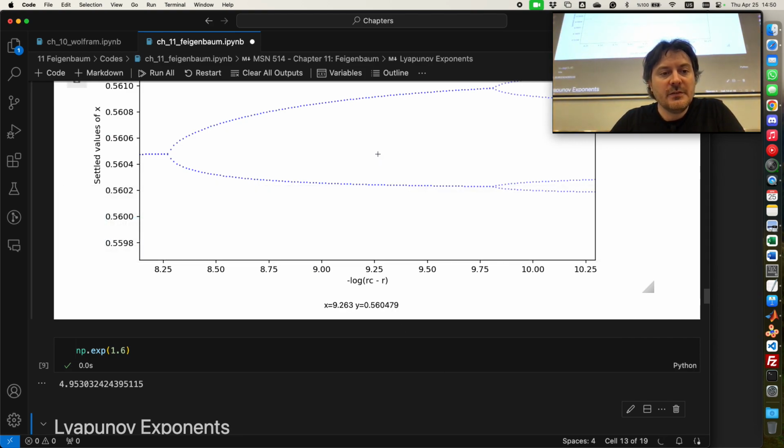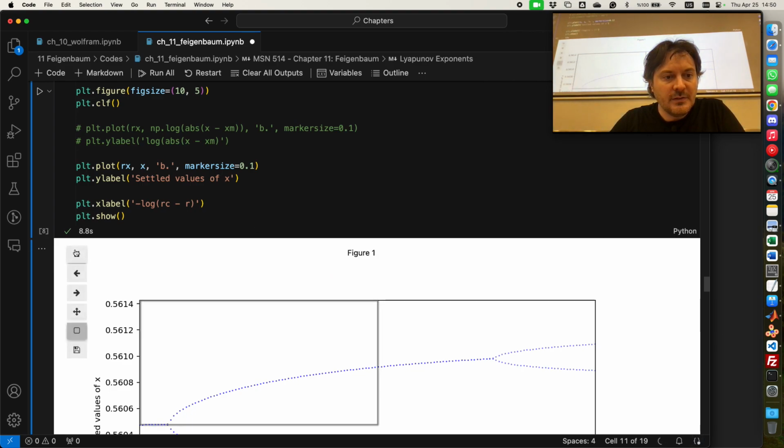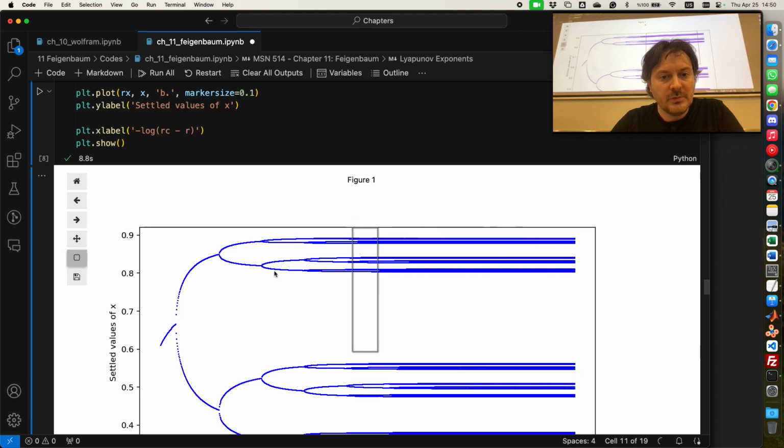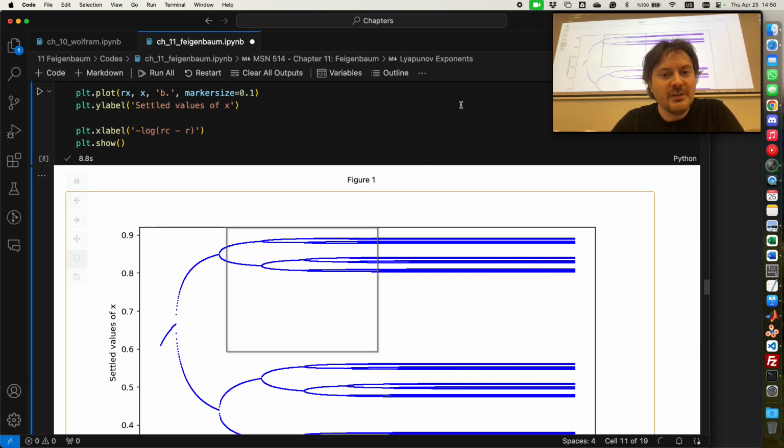So this distance tells us something. That distance tells us the first Feigenbaum constant. Actually, people call it Feigenvalue.